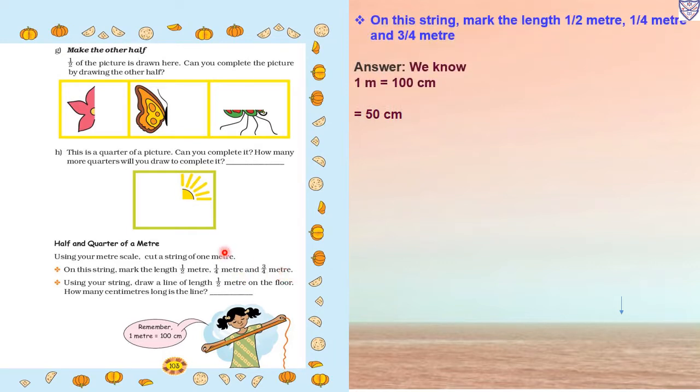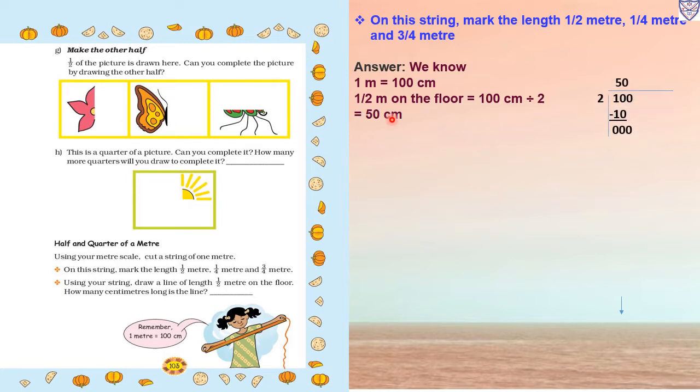So first we know that 1 meter equal to 100 centimeters. So now we have to mark half meter on the string. So how will we do it? 100 centimeters divided by 2 gives half a meter on the string. So 100 centimeters divided by 2. So that is 50 centimeters.